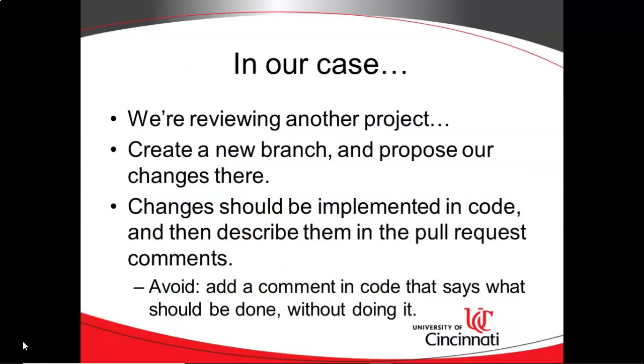Our process is going to be just a little bit different because we're reviewing each other's projects at the end of a sprint, and we don't know how those other projects might have used branches. Plus, when we're doing our code review, what we don't want to have is just a description of what could change, but the code reviewer should actually make those changes in code in a separate branch and then create a pull request and then describe the rationale for creating those changes. So, create a branch, propose our changes, and then changes should be implemented in code and not just described.